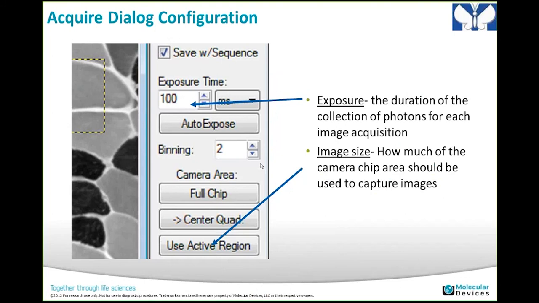Getting a little more detail, this is the acquire dialog. First off, we set the exposure time, which is the duration that the camera is going to be collecting photons. It will be used for each image acquisition. The next is we specify the camera area, so how much of the chip we are actually using, whether we do full chip acquisition, center quadrant, which is the center 1/3, more or less, or 1/4 of the chip, or we can specify an active region and only acquire within that area of the chip.